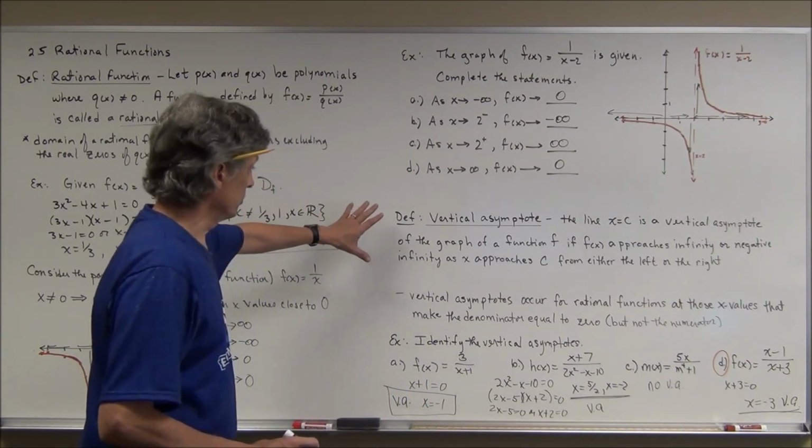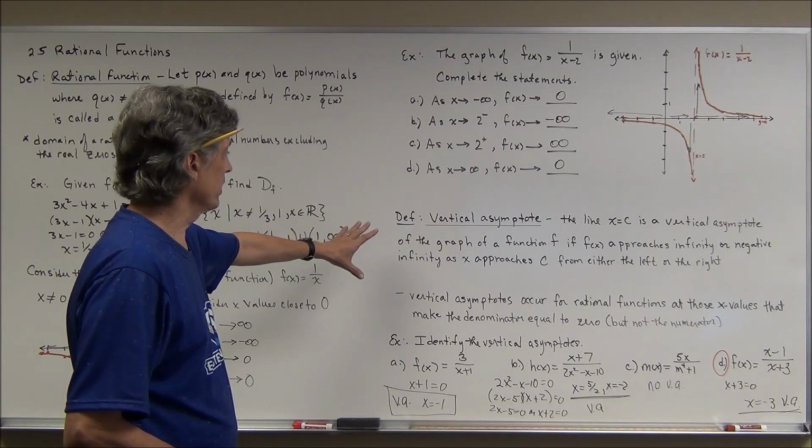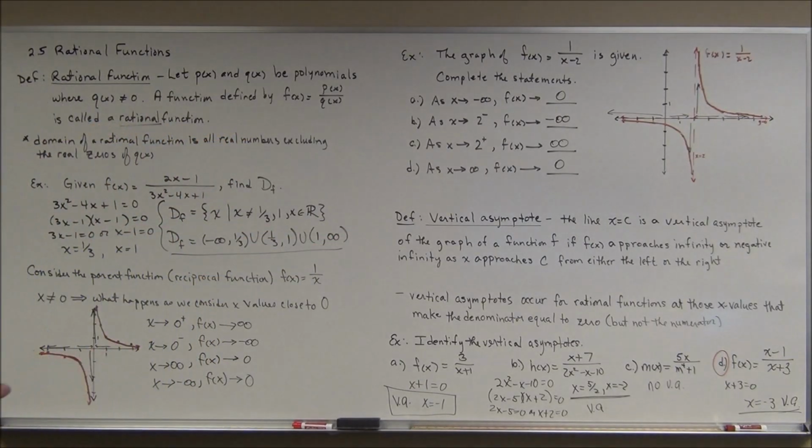So we're just starting with the idea of asymptotes. We'll start with a little bit of stuff with vertical asymptotes. We also have to talk about the other two types of asymptotes, which are horizontal and oblique or slant.